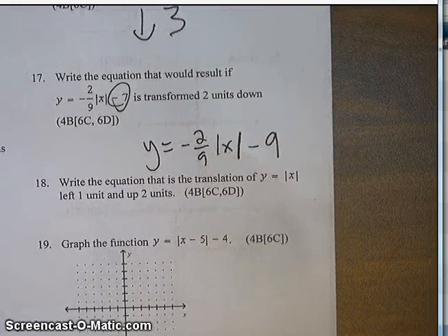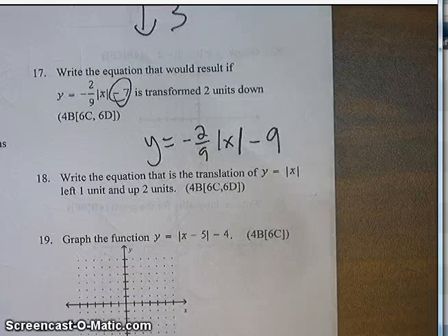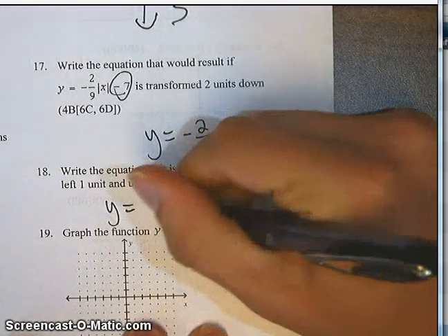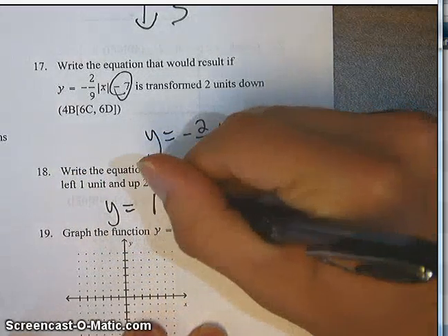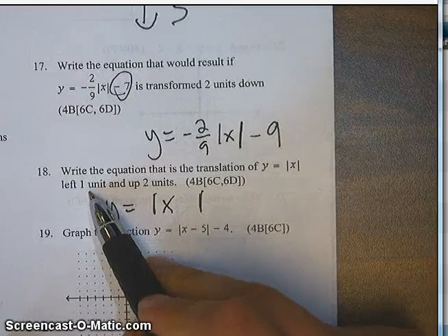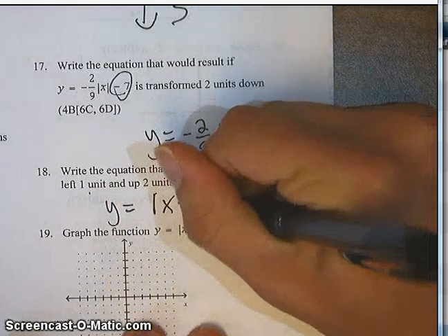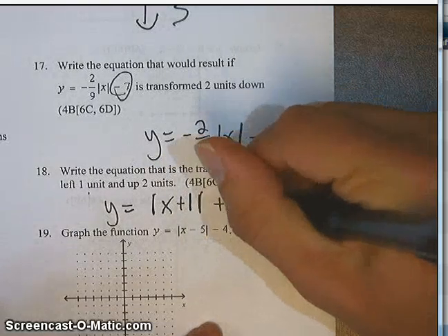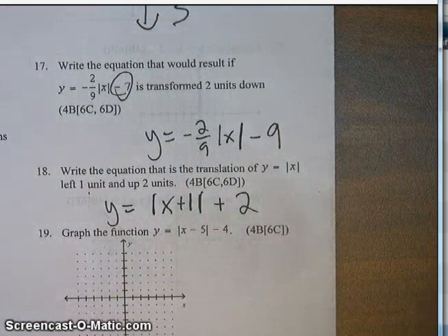Write the equation that's the translation of y equals absolute value of x, left 1 unit and up 2 units. Okay, so y equals absolute value of x. To make it go left 1, you're going to write a plus 1. To make it go up 2, you're going to do plus 2. It's just that easy.